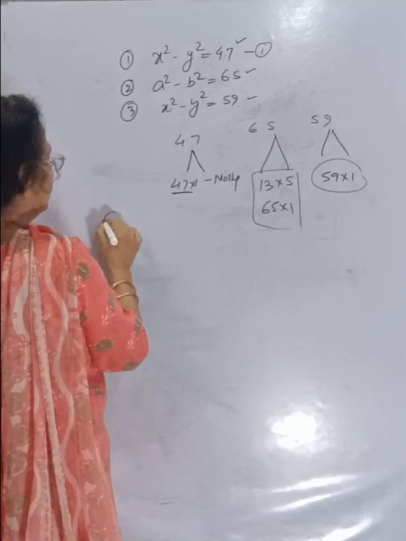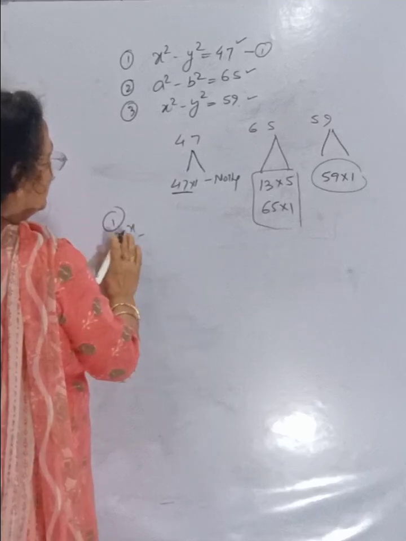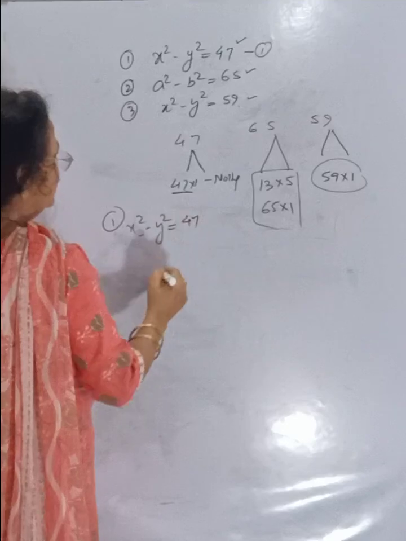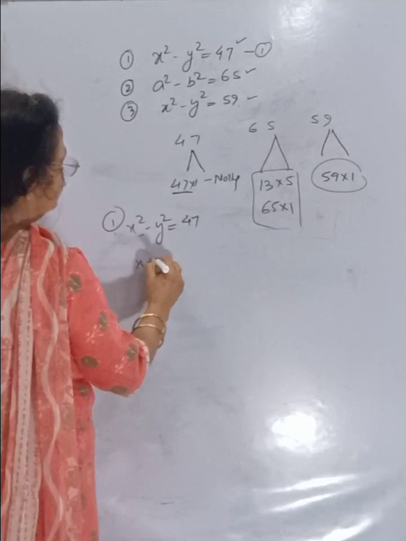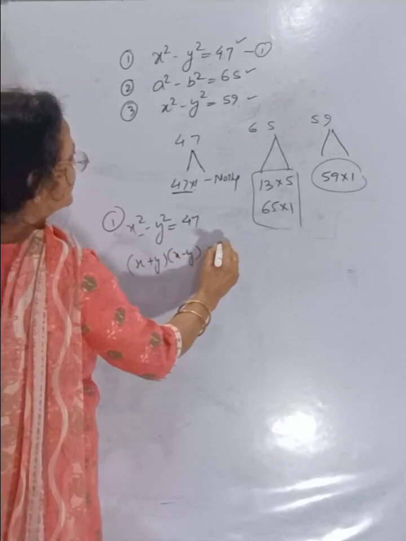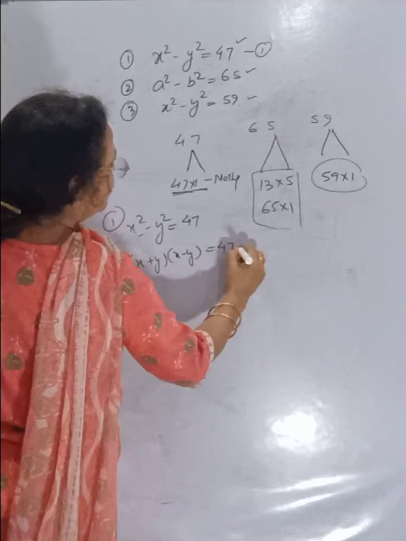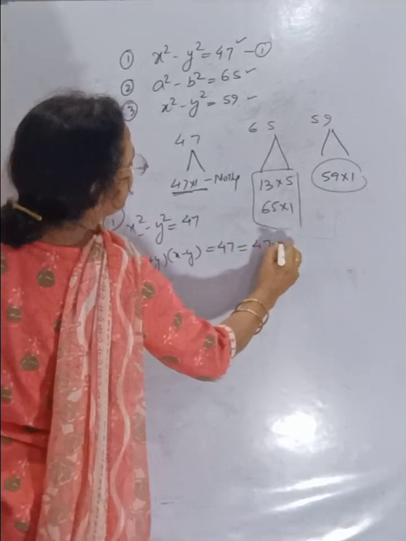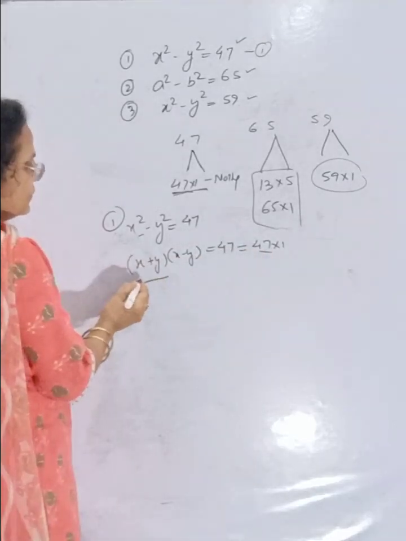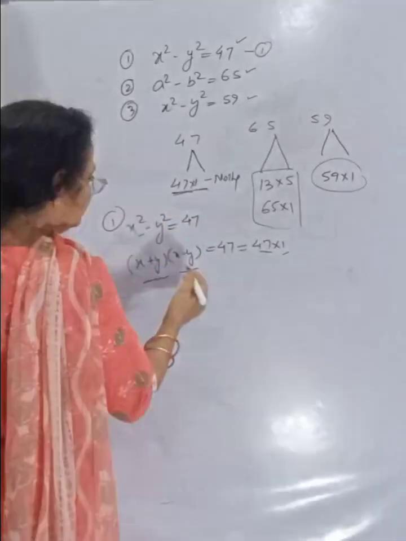बिकॉज वी नो, फॉर एग्जांपल वन वी आर टेकिंग हियर, x square minus y square is equal to 47. This can be written as x plus y into x minus y is equal to 47. Now 47 can be converted into only a single form. It is 47 into 1. Okay. It means the first product will be equal to this and this will be equal to this, and then we can find the value of x and y.